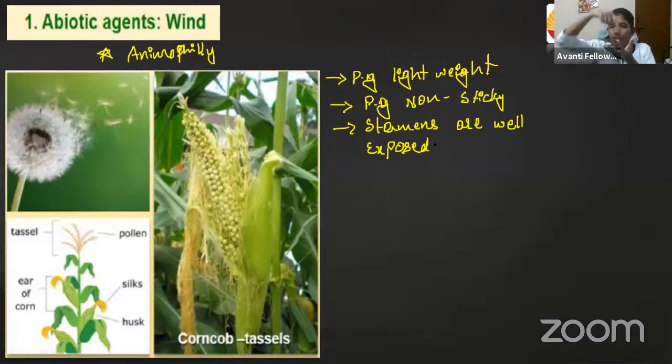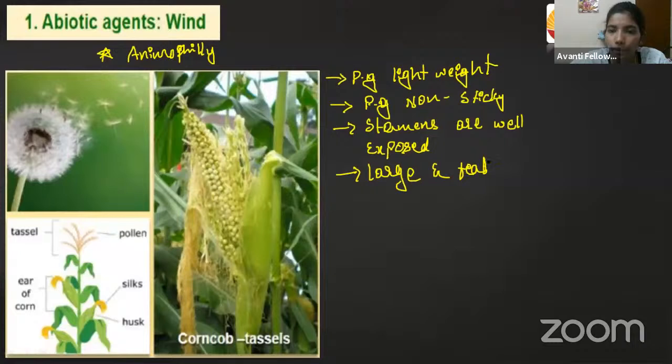They are very much exposed like this. See, if this is a stamen, this is a flower, the stamens are exposed in this manner so that they can easily be exposed to the air, and the air current can take out the pollen grains, right? That is the main reason why the stamens are well exposed to the air. And also the stigma is large and feathery.